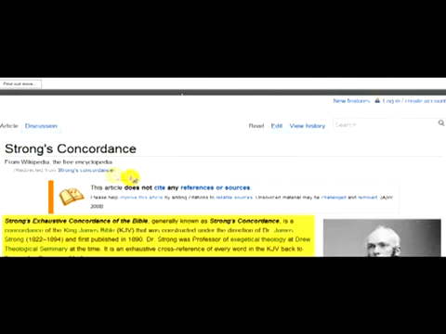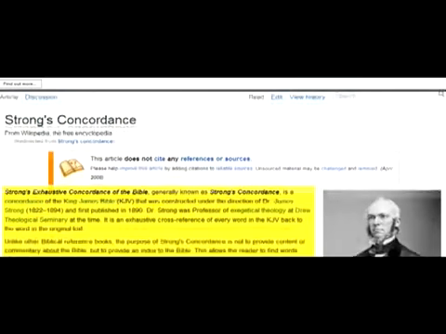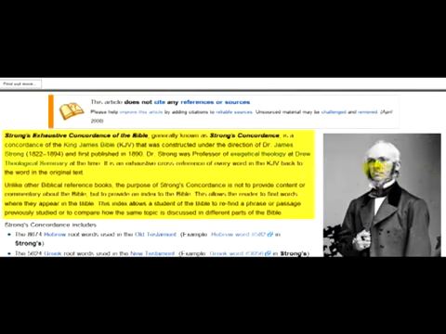When you look this up right now, it says here, this is the devil right here, this devil, so-called Jew, it looks like. It says Strong's Exhaustive Concordance of the Bible, generally known as Strong's Concordance, is a concordance of the King James Version that was constructed under the direction of Dr. James Strong, from between 1822 and 1894, and first published in 1890. Dr. Strong was professor of exegetical theology at Drew Theological Seminary.